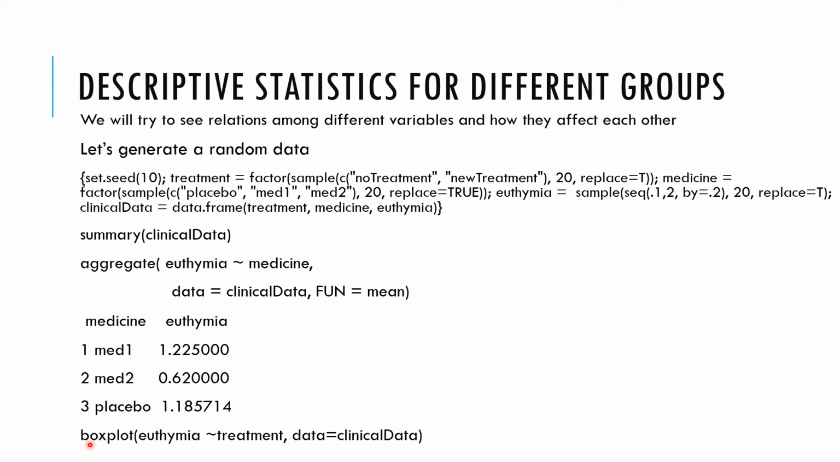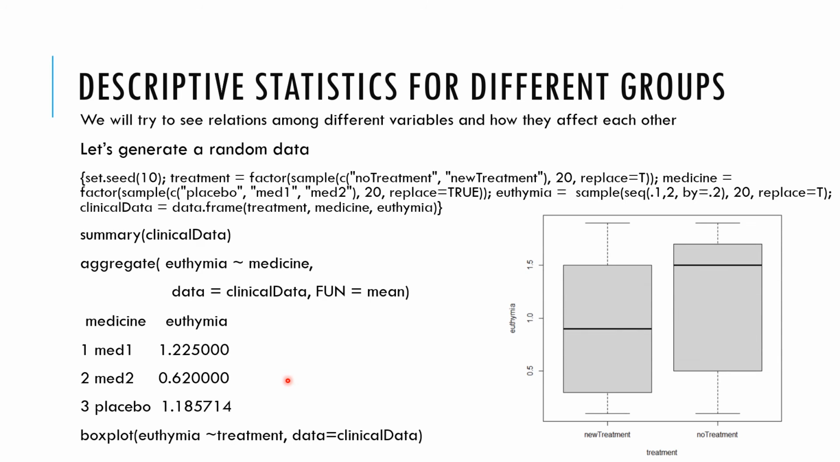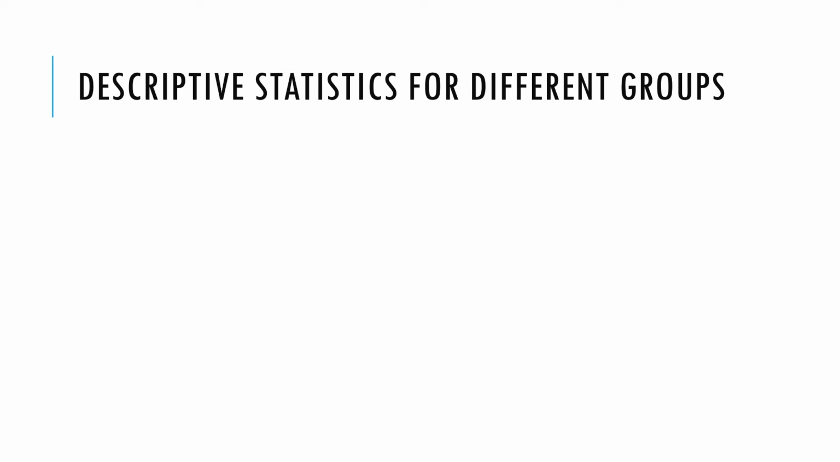So we can again do the box plot using the same formula. Here, instead of medicine, we are looking at the treatment. What is the effect of the treatment on the patient in terms of eudaimonia? So you see no treatment has performed better than new treatment in terms of eudaimonia on the patient.